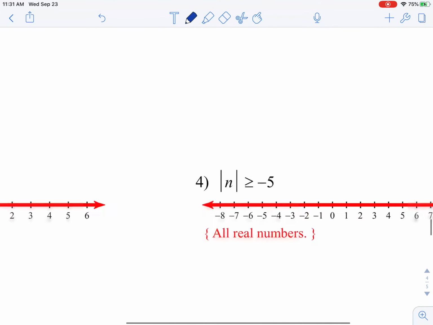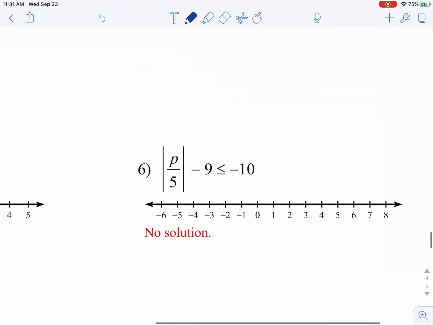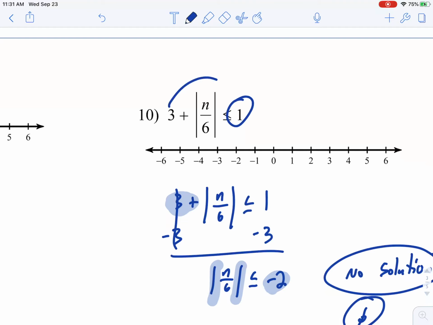Number 10. No solution, no graph. So this one didn't start with a negative number here, but after one step, there was a negative number there. So yeah, still a no solution.